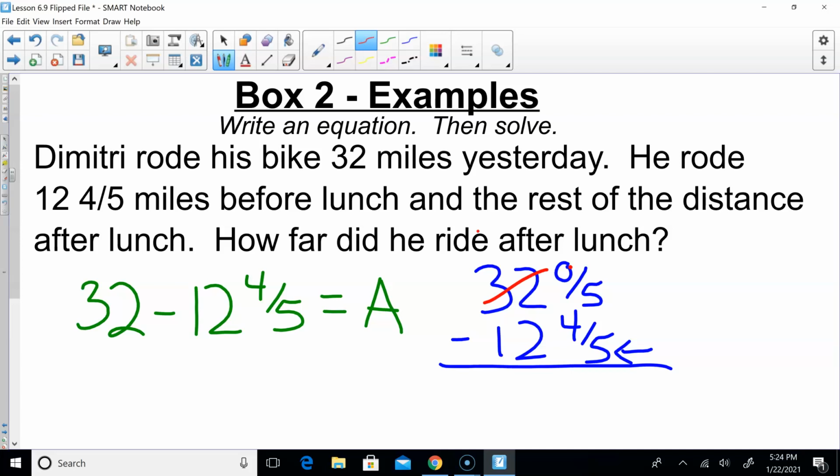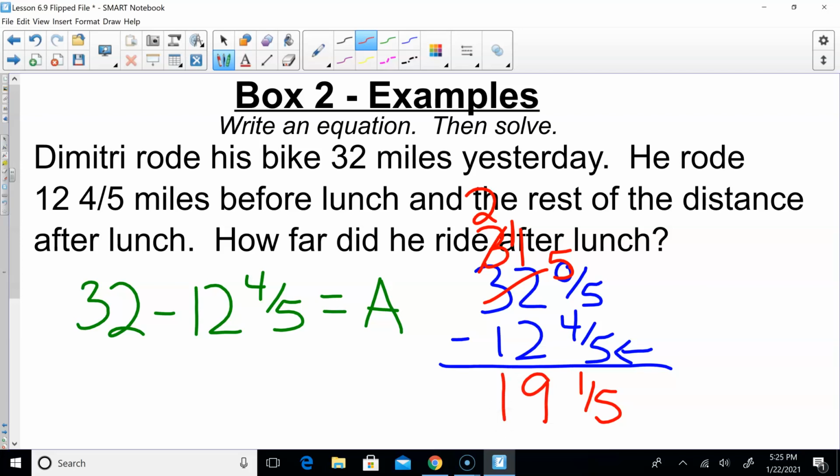So 32 would turn into a 31. And this, I would just add 5 to it, so this would turn into 5/5. Now I can subtract. 5 minus 4 would be 1/5. And 31 minus 12, I have to ungroup this to a 2 and make this a 1. Why is it 10? Because now we're dealing with whole numbers, which is in the base 10 system. 11 minus 2 is 9. 2 minus 1 is 1.